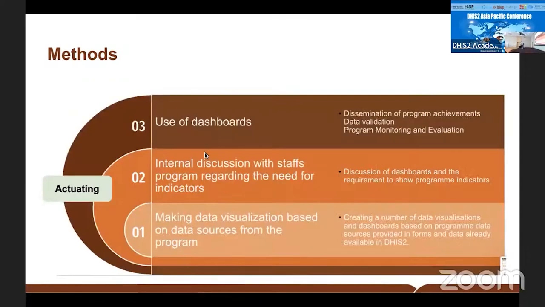In the actuating phase, first we made the data visualizations based on the data source from the program. We created a number of data visualizations and dashboards based on the requirements provided by the program team. Second, we conducted internal discussions with the program staff regarding the needs of the indicators, so we mapped the indicators and the needs. And the last one, we disseminated the dashboards and trained the staff to use them.